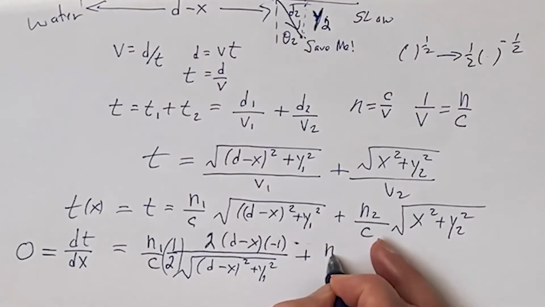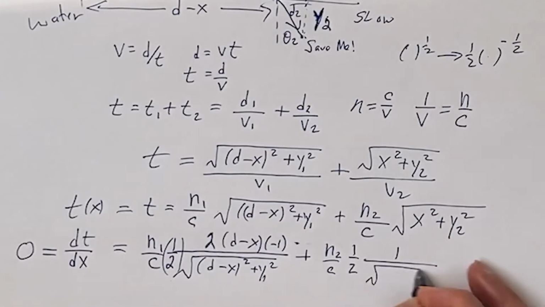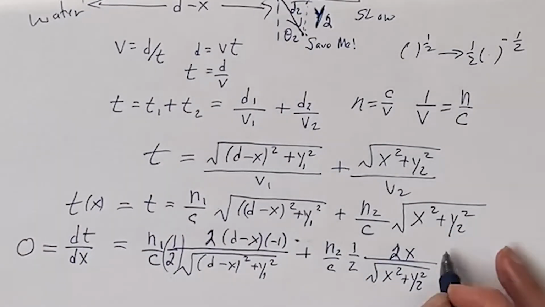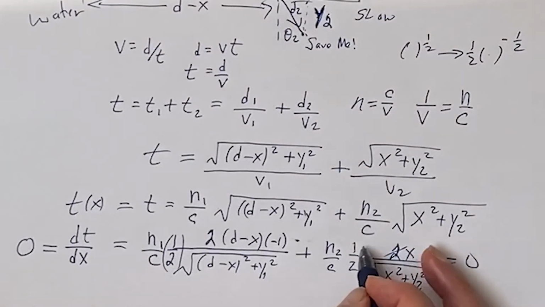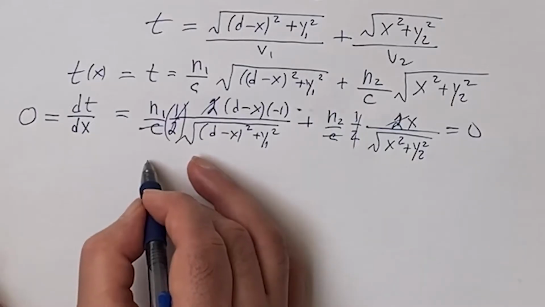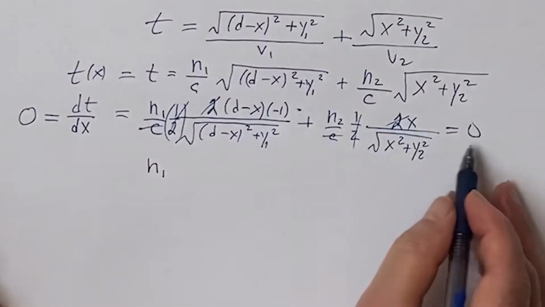And then plus m2 over c, the 1/2 comes down. This goes in the denominator, and taking the derivative here is easier. It's just a 2x. And this has to equal 0. So notice that the 2 cancels the 1/2, the 2 cancels the 1/2. Notice that the c's cancel here. So you're basically looking at n1 here, and since there's a minus sign there, it's going to be equal to 0.